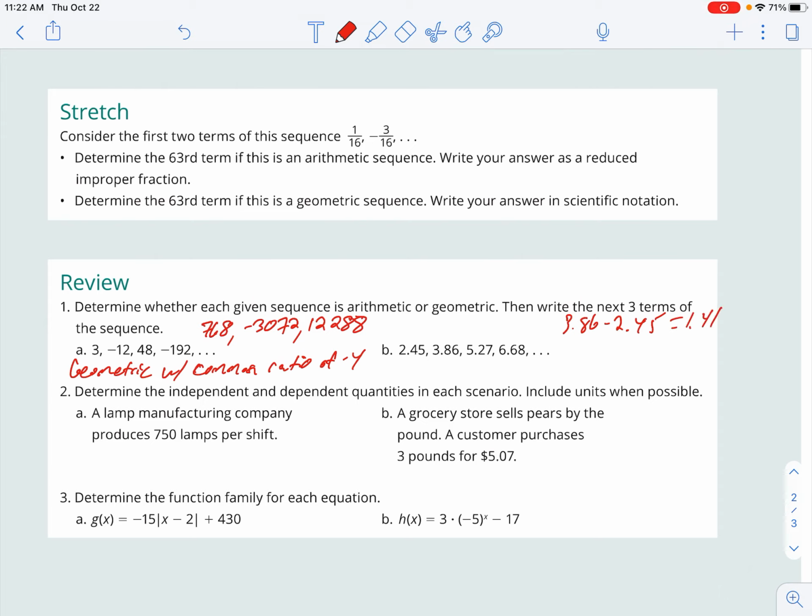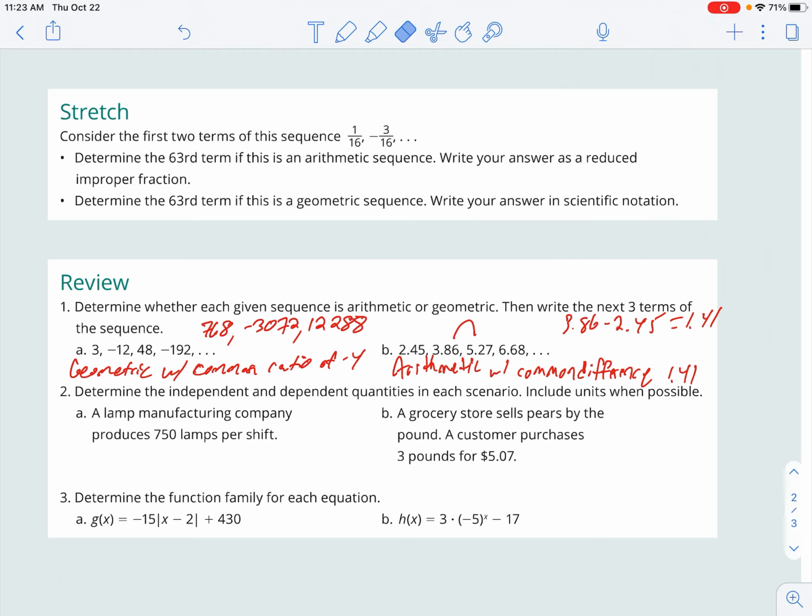So this is 1.41. And now I can check to see, does 1.41 take me from 3.86 to 5.27? So go to your calculator, plug it in. That does check out. 5.27 plus 1.41, does it take me to 6.68? And it does as well, okay? So this means, because I'm adding and subtracting, it is an arithmetic sequence, and we call it with a common difference of what we just found, which is 1.41.